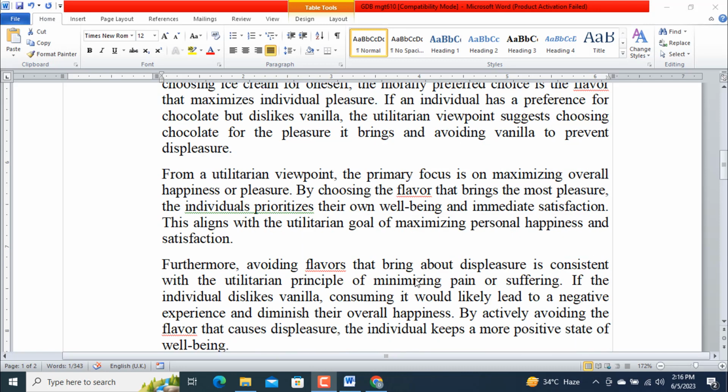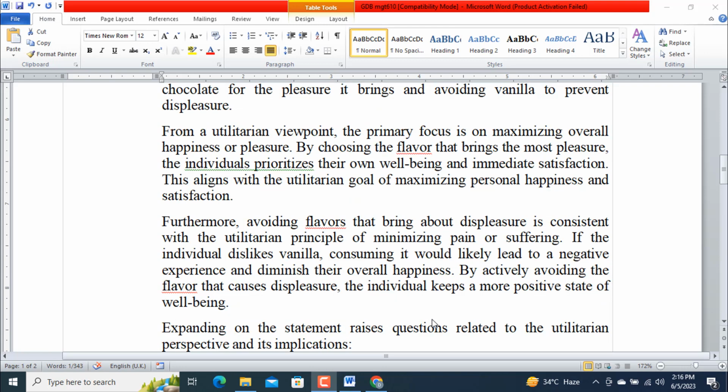Furthermore, avoiding flavors that bring about displeasure is consistent with the utilitarian principle of minimizing pain or suffering. If the individual dislikes vanilla, consuming it would likely lead to a negative experience and diminish their overall happiness. By actively avoiding the flavor that causes displeasure, the individual keeps a more positive state of well-being.